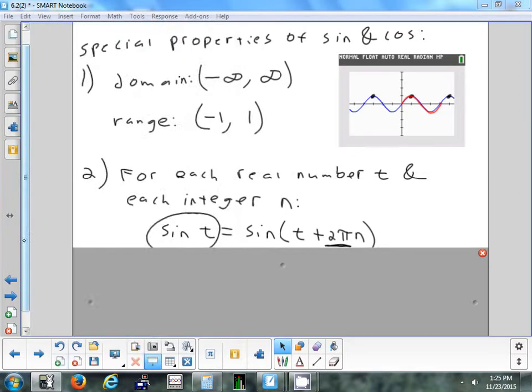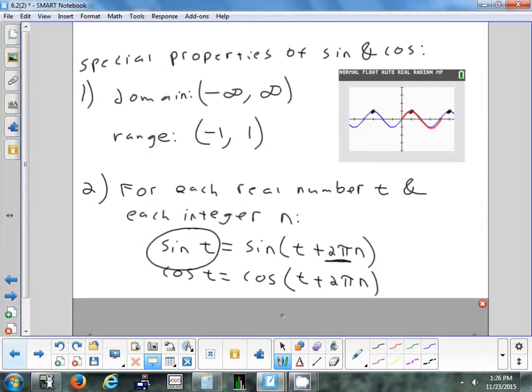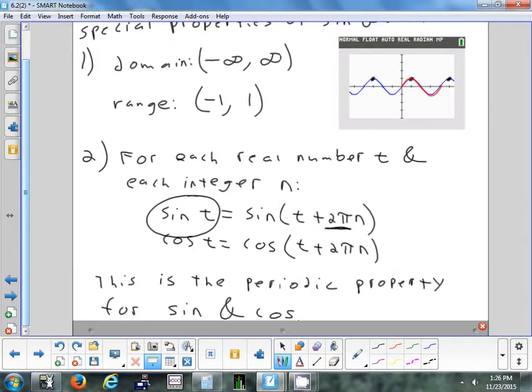It's kind of like if you're on the unit circle, and I said, where am I going to land if I add 360 degrees to that point? Right back where I started. Similar idea. This idea works for sine and cosine. And that's called the periodic property because it's based on the period, or in other words, how long before the function repeats, of sine and cosine. So that's the periodic property of sine and cosine.